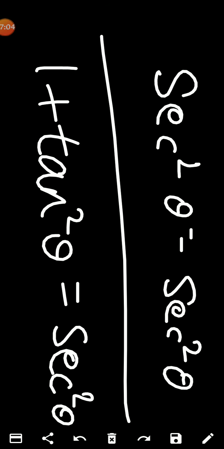No matter what changes you make on the left hand side or the right hand side, you just need to prove that the left hand side is equal to the right hand side. That is what proving is, nothing else.